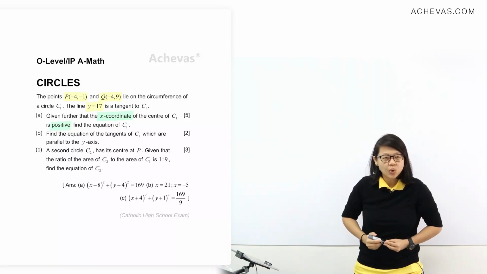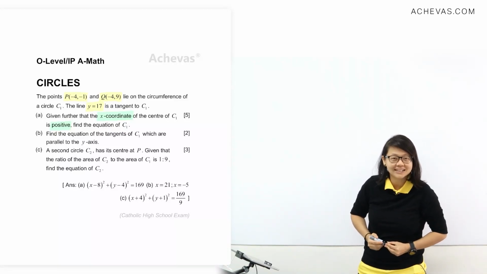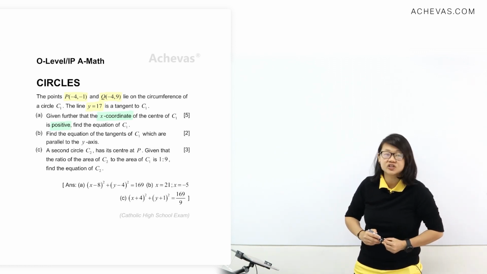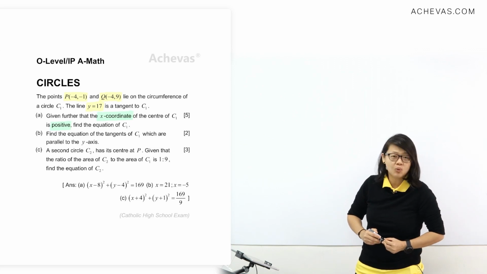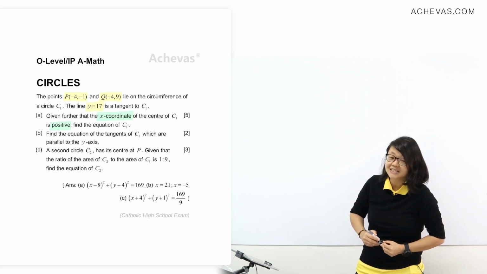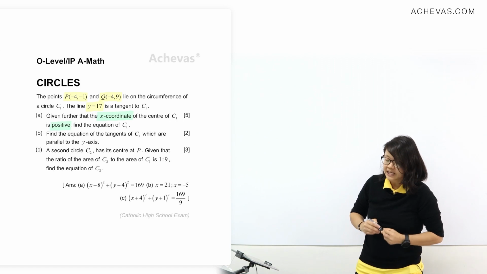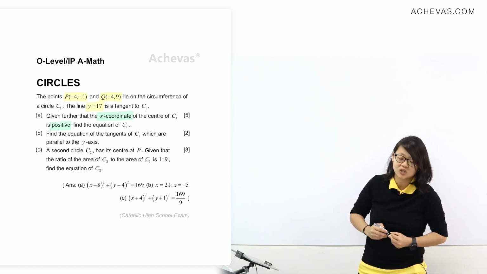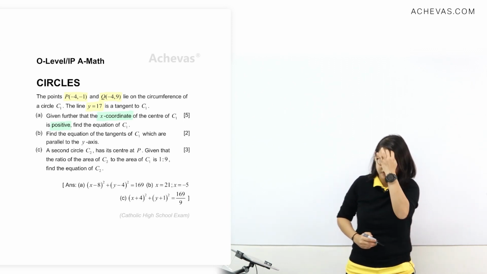Let's take a look at this question on the topic of circle from Catholic High. The points P (-4, -1) and Q (-4, 9) lie on the circumference of a circle C1. The line y equals 17 is a tangent to C1. Given further that the x coordinate of the center of C1 is positive, find the equation of C1.